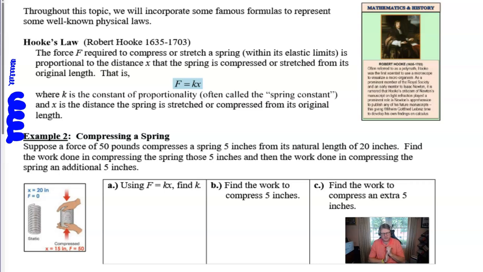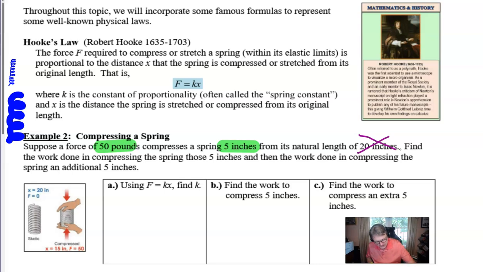Now, if we take a look at our first example, suppose a force of 50 pounds compresses a spring 5 inches from its natural length of 20 inches. Oftentimes, when a student starts to read a question like this, they read a little too much into it, and they think that the original length of the spring matters. It turns out that it really doesn't. All we are caring about is how far that spring is being stretched or compressed from its static state. So the 5 inches is the important piece.